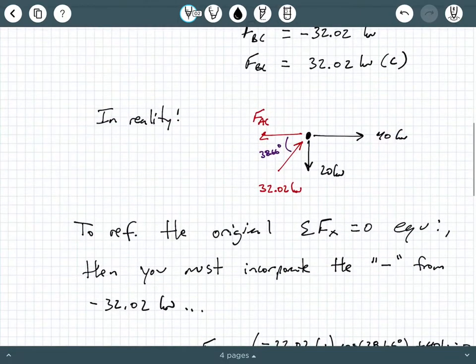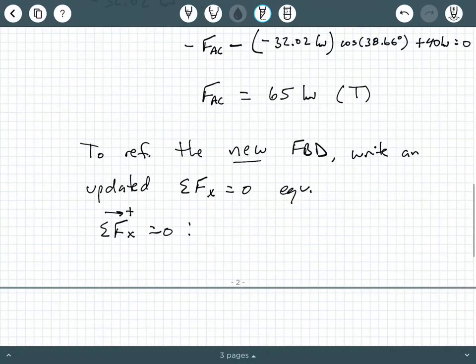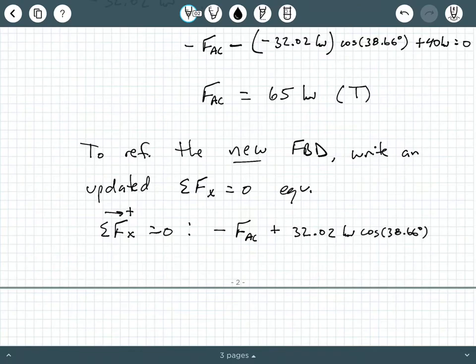And looking at the new free body diagram, we still have negative FAC, and we still have a positive 40, but now we're going to have positive 32.02 kilonewtons, because look at this. Its x component is pointing to the right because the force is pointing into quadrant 1. So here we would say minus FAC plus 32.02 kilonewtons times cosine 38.66 degrees plus 40 kilonewtons equals 0.